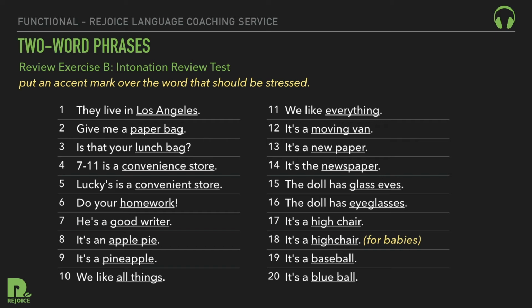9. It's a pineapple. 10. We like all things. 11. We like everything. 12. It's a moving van. 13. It's a new paper. 14. It's the newspaper. 15. The doll has glass eyes. 16. The doll has eyeglasses. 17. It's a high chair. 18. It's a high chair. 19. It's a baseball. 20. It's a blue ball.